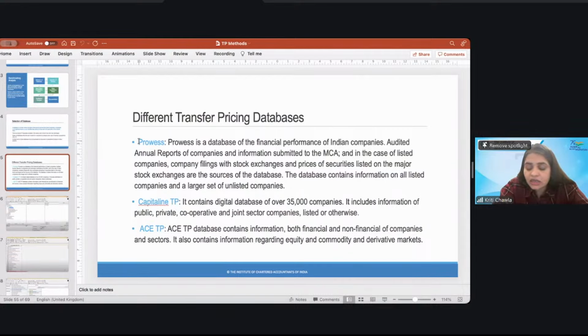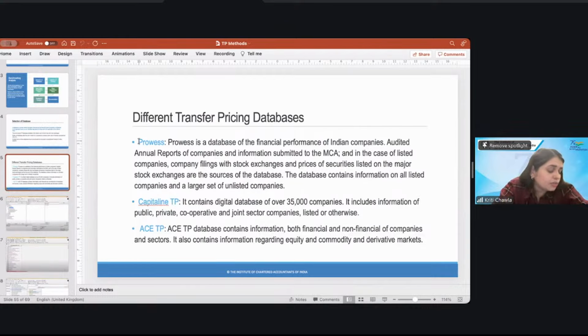Now, the thing is that because these are all private companies, Proves, Capital Line, etc., they're very, very competitive. So if Capital Line has 35,000 companies, Proves would also have a similar number of companies out there. You can obviously make a Google search, go to the website, and get to know the number of companies' information that they actually have, but it's almost similar to each other. Then there is another thing which is called ACE TP.